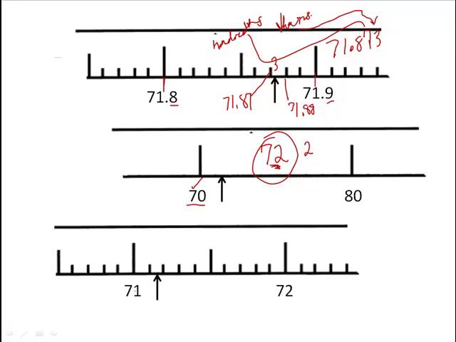And the last one here, we've got 71 is this big mark, 72 is this other big mark. So that means to get from 71 to 72, we need to go by tenths. So these lines represent the tenths, and that means our guess is going to be in between. It's going to be the hundredths.